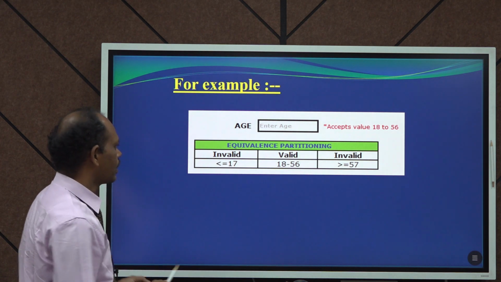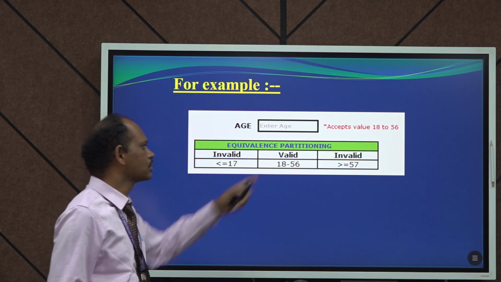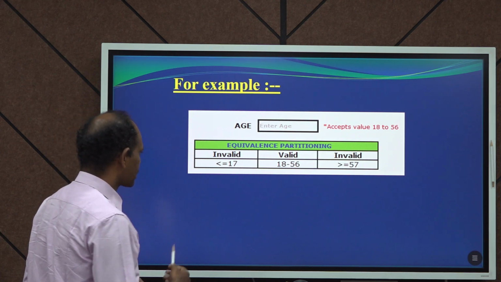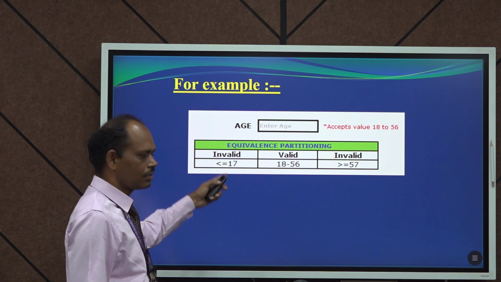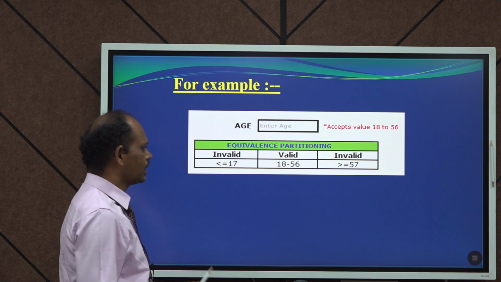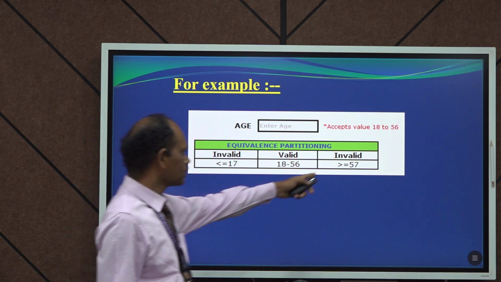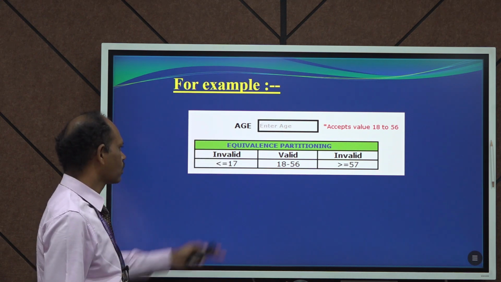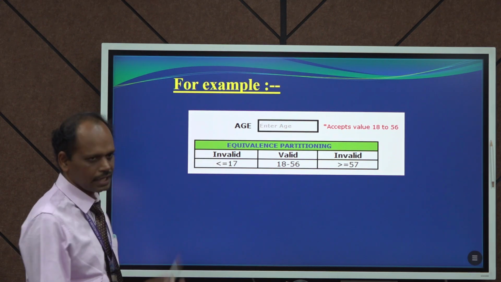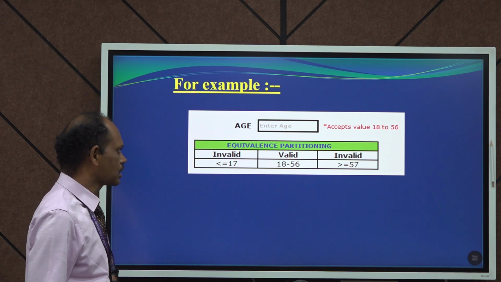If we are entering an age of 18 to 56, that is valid. If we are entering less than 18, that is an invalid category, and if we are entering an age greater than 56, that falls under the invalid category, the invalid group. Lesser as well as greater than comes under the invalid group. That is the equivalence partitioning class.